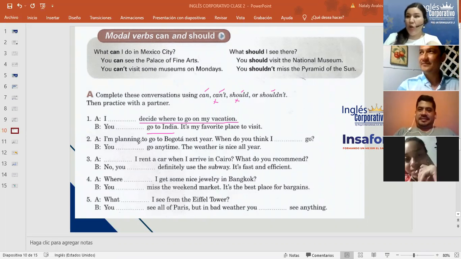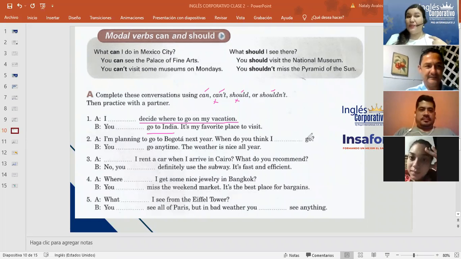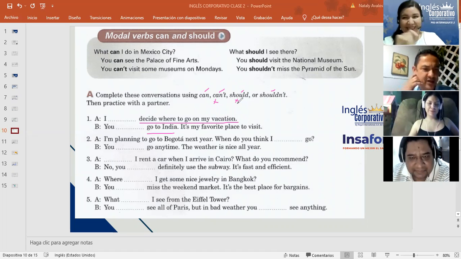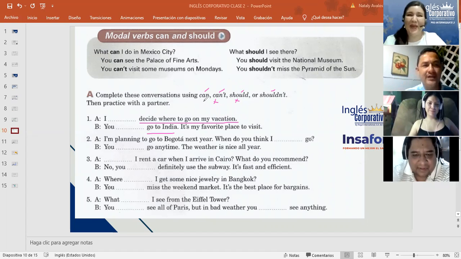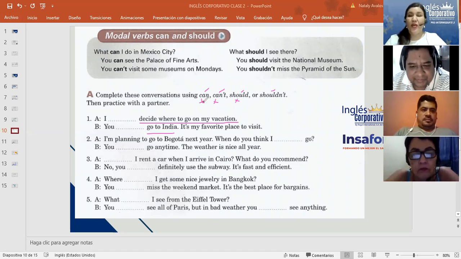Let's go back to the fancy examples. I am planning to go to Bogota next year. When do you think I should go? Anytime. The weather is nice. You can go anytime. Very good. In this case, if you say you can go anytime, it's like puedes ir en cualquier momento. Right? You can go anytime.